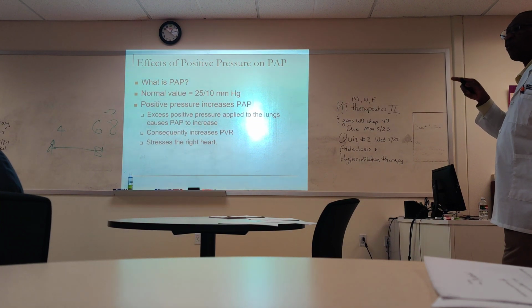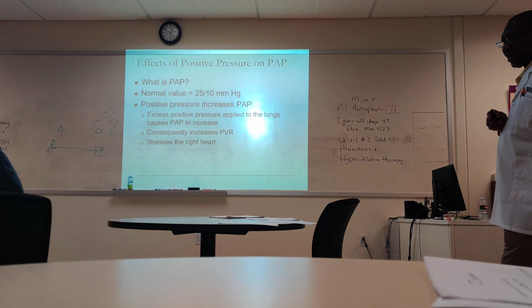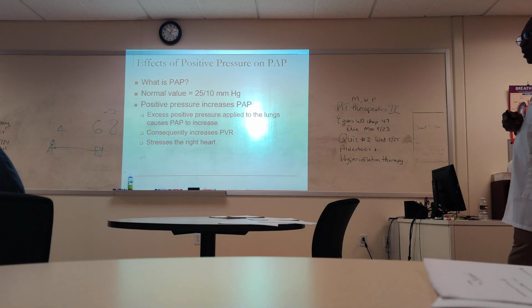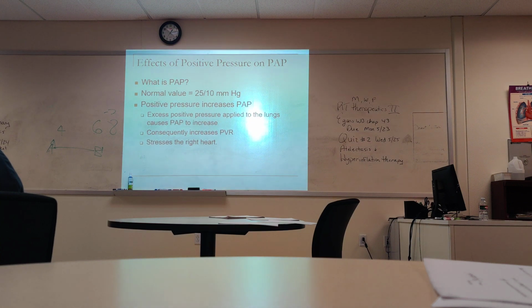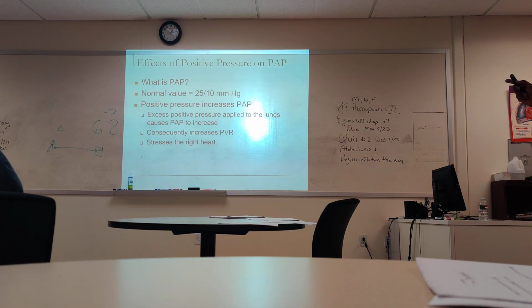The 120/80 is the blood pressure of the left heart. Okay, 25/10 is called the pulmonary blood pressure. 120/80 is called the systemic blood pressure. Now, all we know about is the systemic blood pressure. Not a whole lot of people know about the pulmonary blood pressure. But the normal pulmonary blood pressure, the PAP pressure, is 25/10.